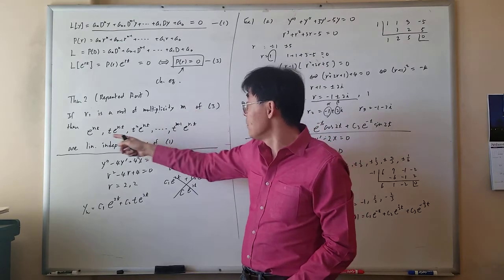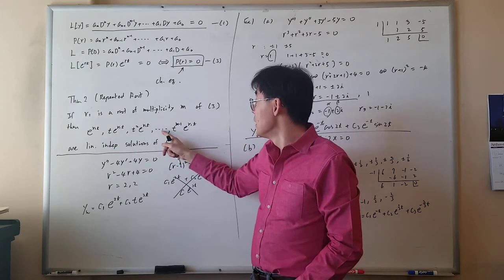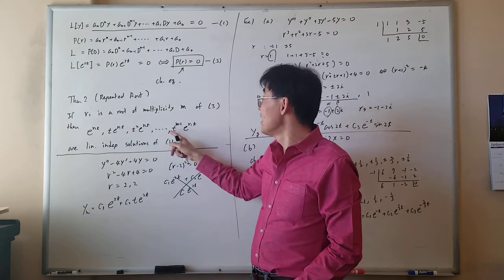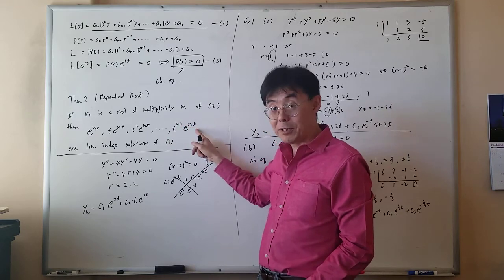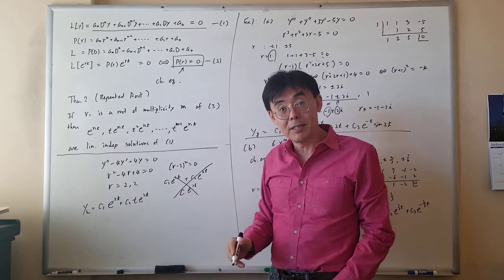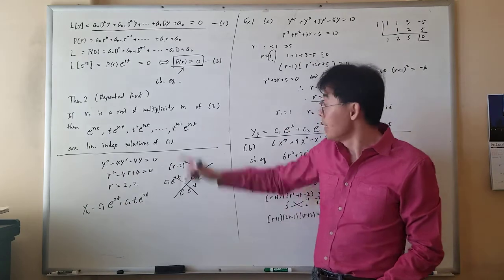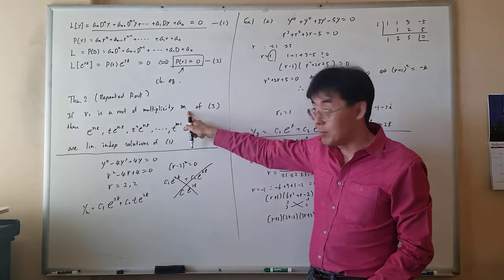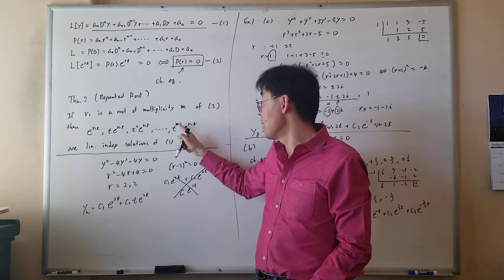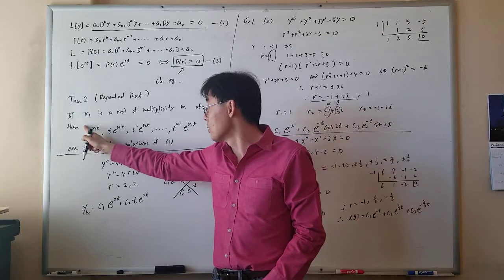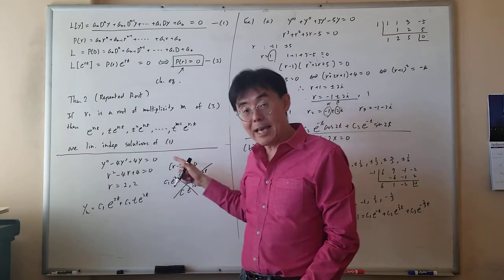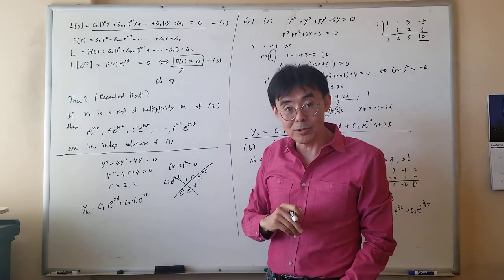If you have 5, then you will have 1, t, t squared, t to the 3rd e to the r1 t, and t to the 4th e to the r1 t. Again, 5 linearly independent solutions. If you have a multiplicity m, all the way up to t to m minus 1. So t to the 0. So totally m linearly independent solutions.